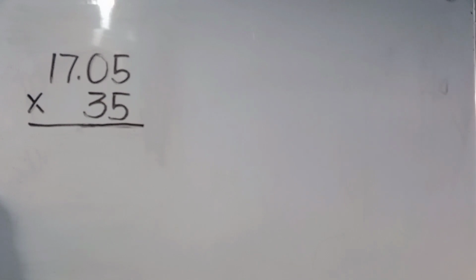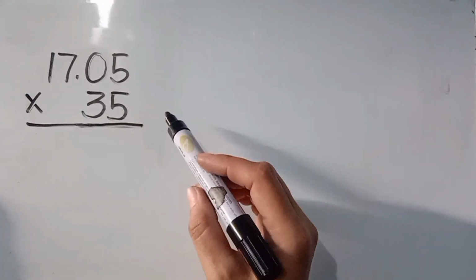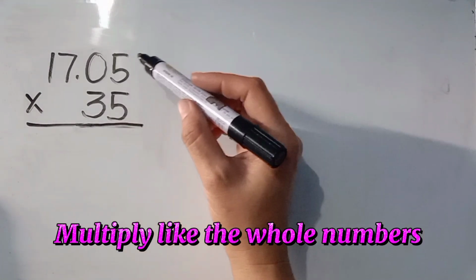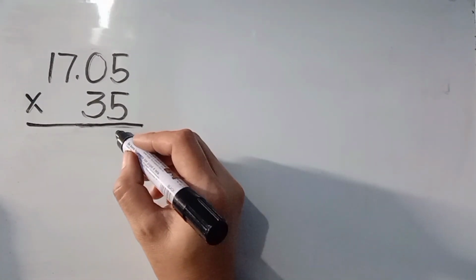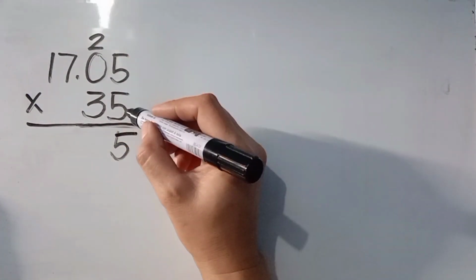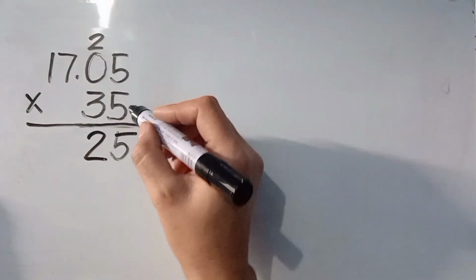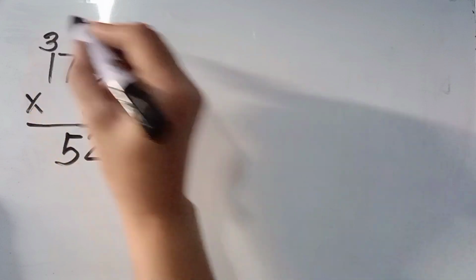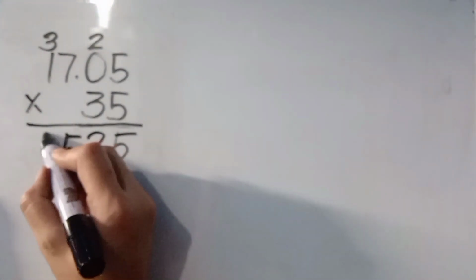Okay, another example. 17 and 5 hundredths times 35. So, again, what are we going to do? We are just going to multiply like the whole numbers. So, 5 times 5, the answer is 25, carry 2. 0 times 5, the answer is 0, plus 2, the answer is 2. 7 times 5, the answer is 35, carry up 3. 1 times 5, the answer is 5, plus 3, the answer is 8.